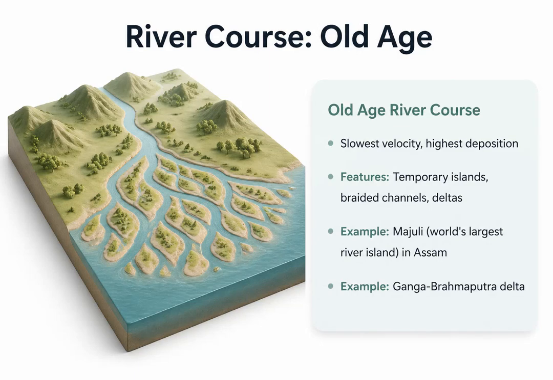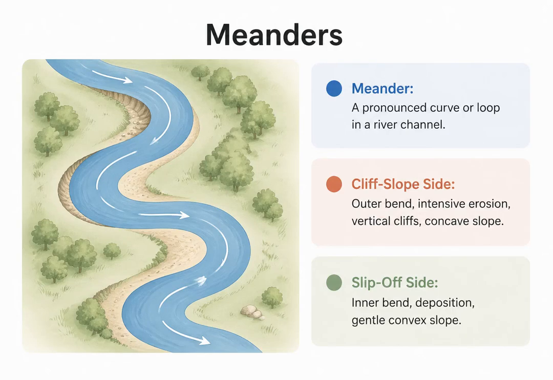Finally, as the river approaches its mouth at a sea or lake, it reaches old age. Here, the velocity slows to a crawl, and the river loses its ability to carry sediment. It drops this massive load, causing the river to become shallower and split into braided channels. This heavy deposition forms temporary river islands, like Majuli in Assam, the largest river island in the world. Ultimately, the sediment builds up so much that it extends the river's mouth out into the sea, forming a sprawling delta. Let's zoom in on those meanders.